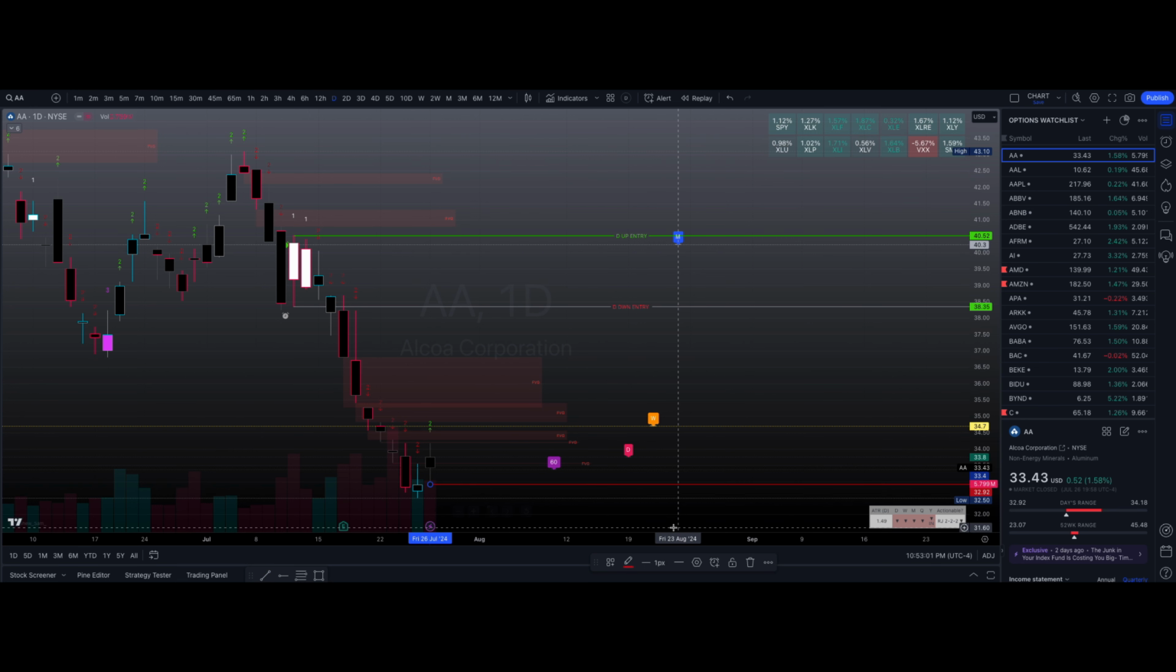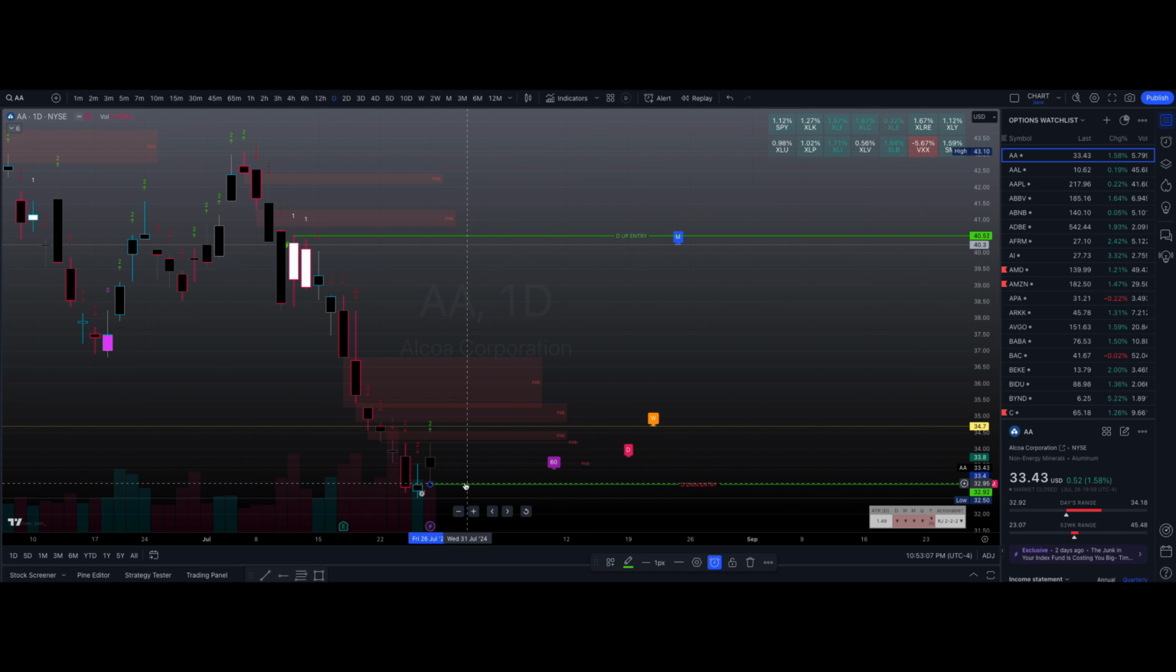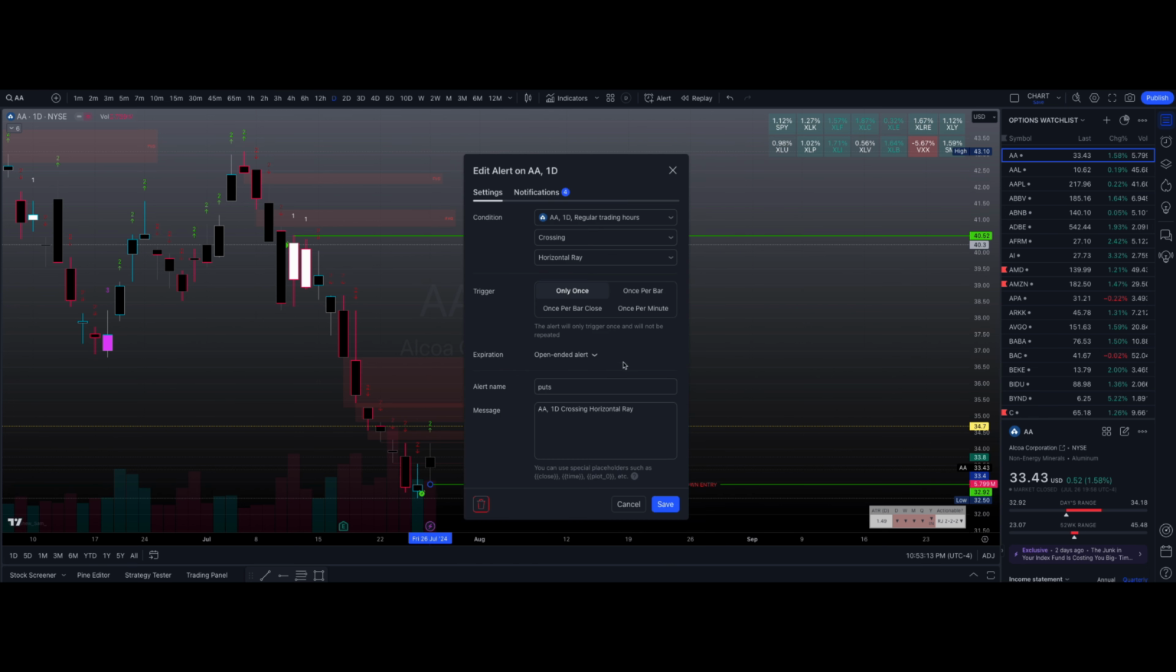But you could say, well, since I already have these here, I could say on a daily, I'm gonna move this here. Now, since I already have some of these lines here, my alert will automatically kick back in. I believe I haven't traded this in a while, so it probably won't.